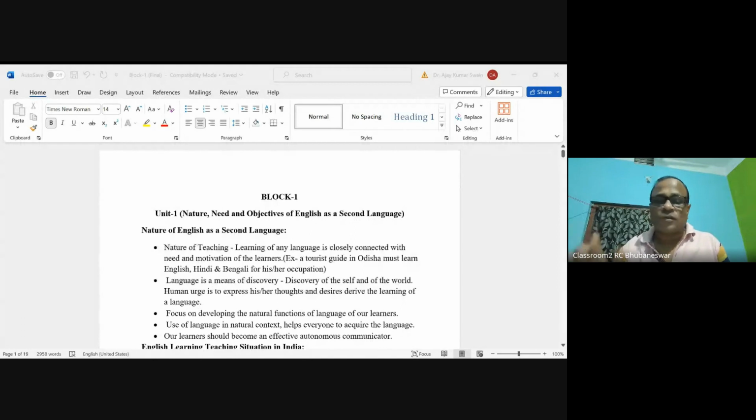Some guides also learn what? German, Japanese, Italian, so different languages of different foreign countries. When the foreigners come to visit India, they search for those guides, and those guides can earn a good amount of money, so they can prove better in their profession, in their occupation.